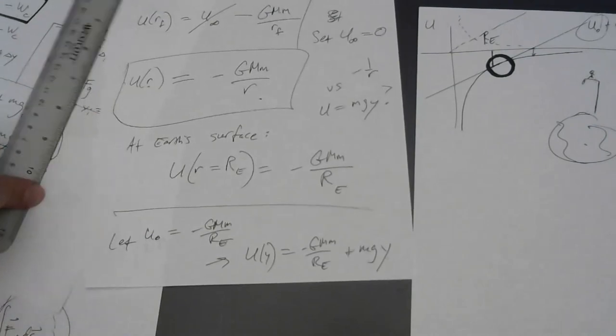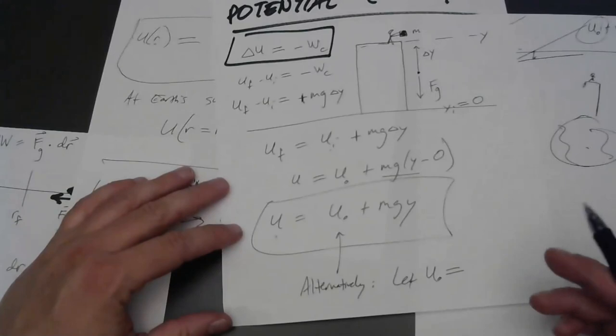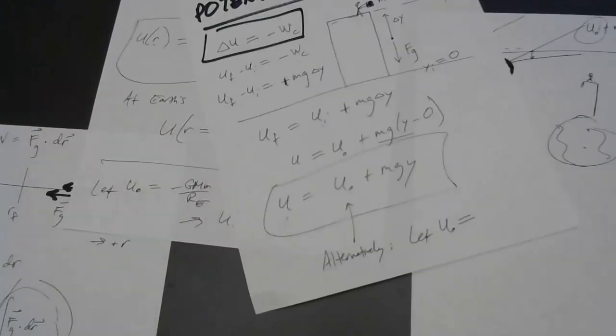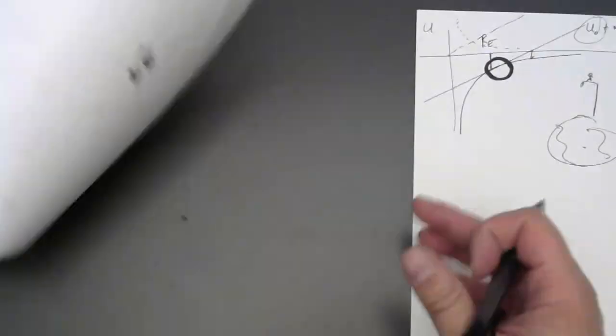Okay, so we've already done the work, no pun intended. We did the work integral. We have our formula. You never have to do it again, really, not for this class. You just have to know how to use the formula. So let's immediately apply the conservation of energy principle and calculate escape speed.